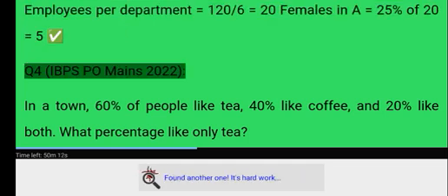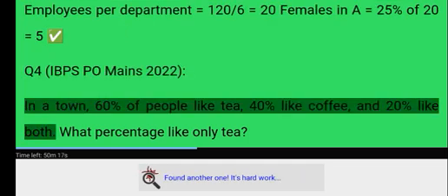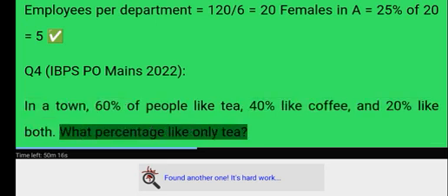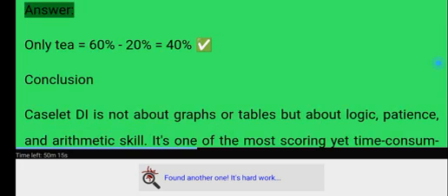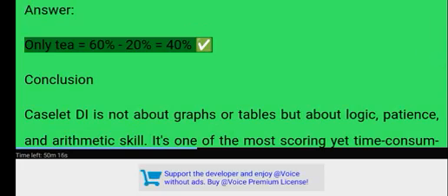Q4, IBPS PO Mains 2022. In a town, 60% of people like tea, 40% like coffee, and 20% like both. What percentage like only tea? Answer. Only tea equals 60% minus 20% equals 40%. Check mark.